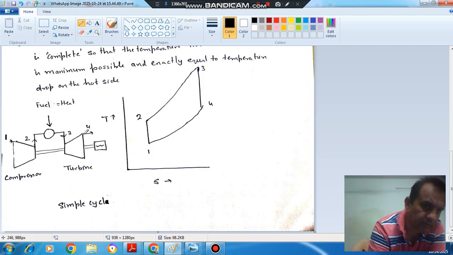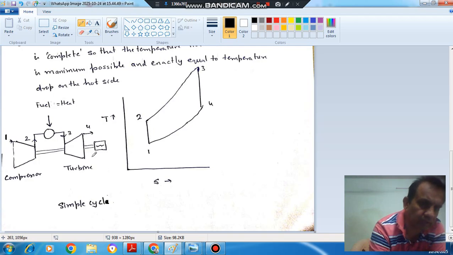And the air at the exhaust may be returned to the compressor or can be exhausted to the atmosphere, depending upon the type of cycle, open cycle or closed cycle. So this is the typical diagram of the cycle.